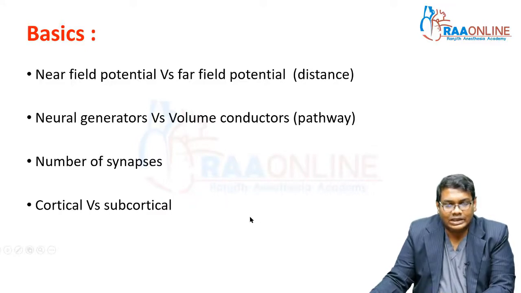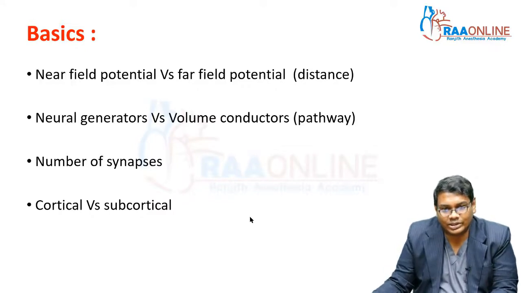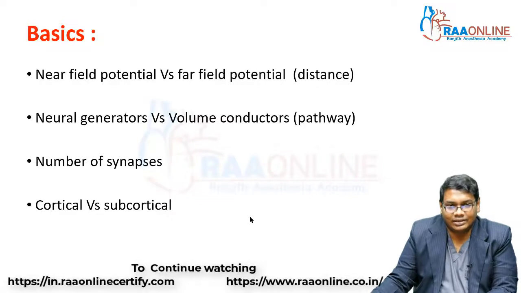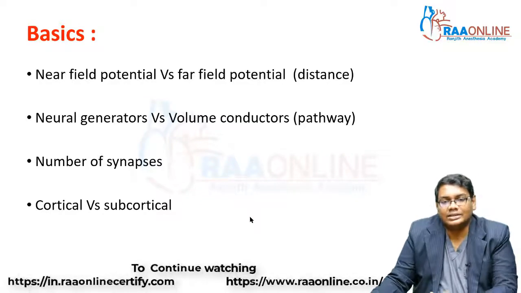And the number of synapses also we have to take into consideration for IONM. The more synapses there are, the more they are affected by anesthetic agents. And we have to think about cortical or subcortical. We will be discussing cortical and subcortical stimulation. Cortical has more synapses in the cortex. Subcortical is where we are monitoring excluding the cortical synapses.